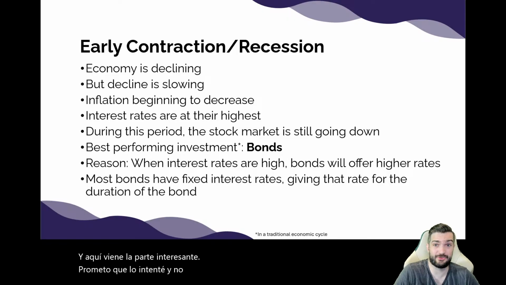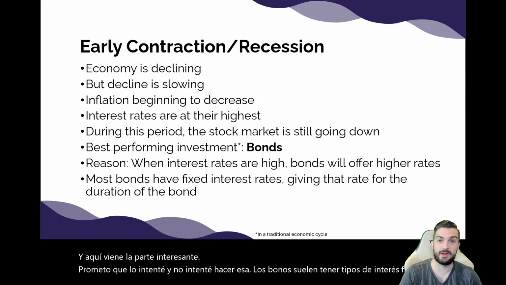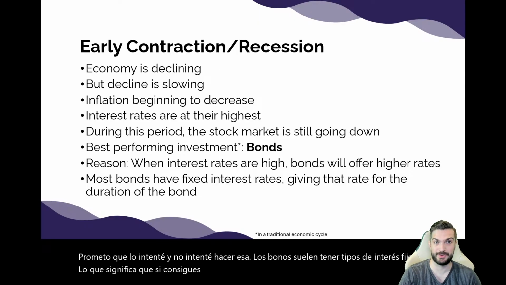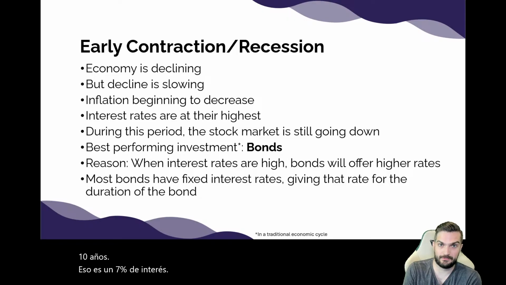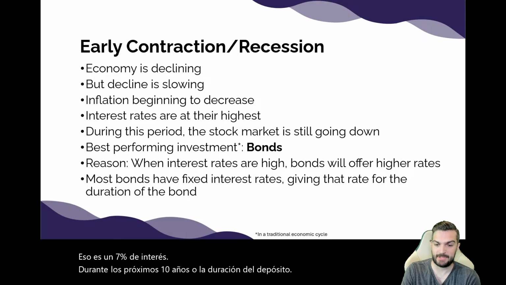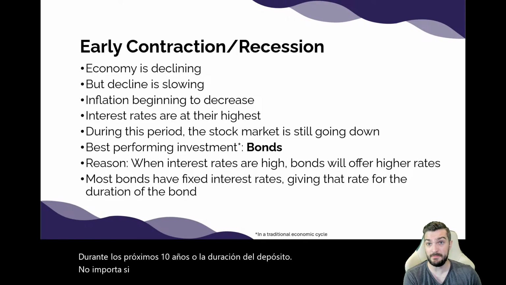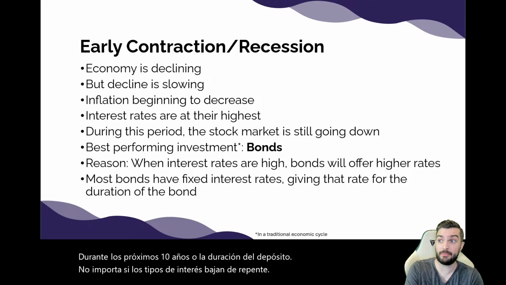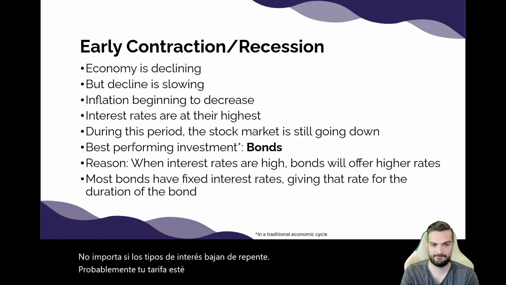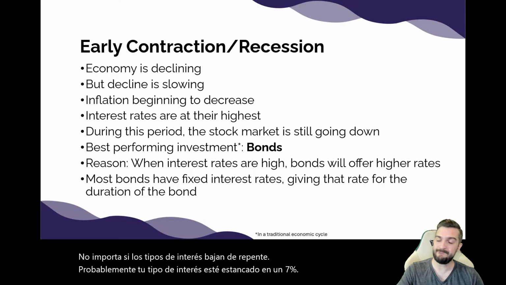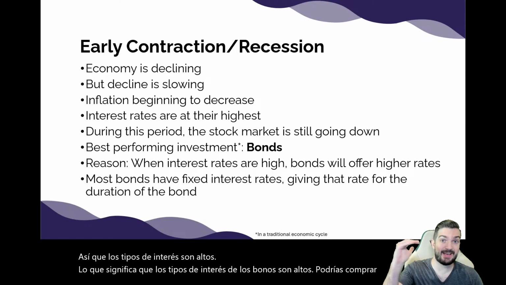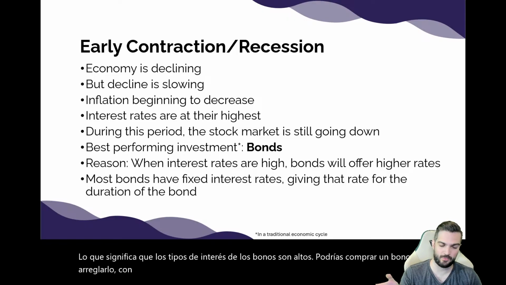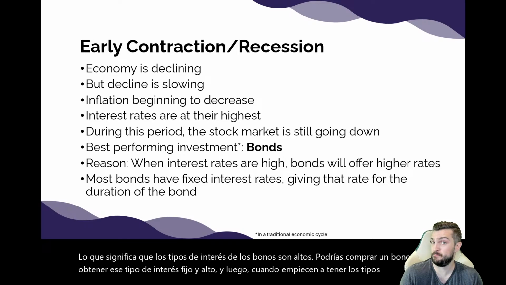Bonds mostly have fixed interest rates, which means if you get a bond that provides 7% interest for a 10-year bond, that's 7% interest for the next 10 years, or the duration of the bond. It doesn't matter if interest rates all of a sudden go down, your rate is probably stuck at 7%. So, interest rates are high, which means bond rates are high. You could buy into a bond, get that fixed high interest rate, and then when interest rates begin to fall, more profit for you.